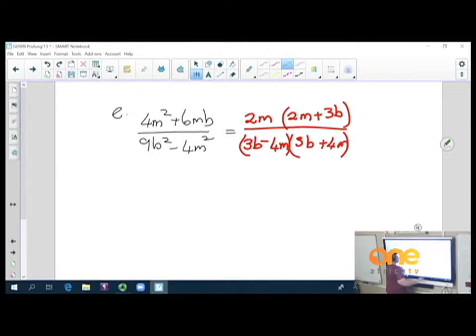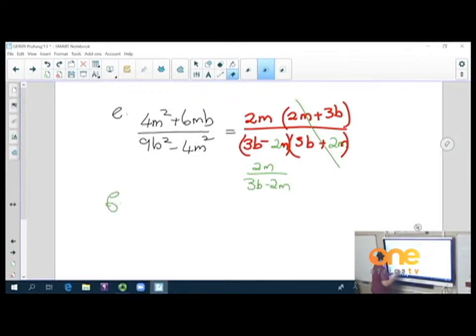Factorize. And, sorry, I made a mistake here. This is minus 2m and plus 2m, because I have to get the square root there. Now this will cancel out, and my answer is 2m over 3b minus 2m.